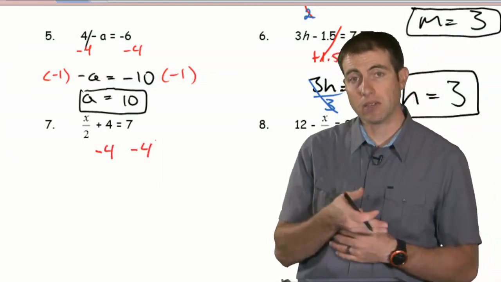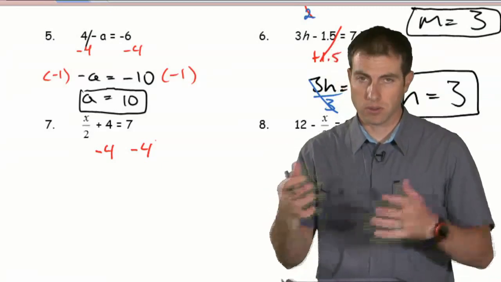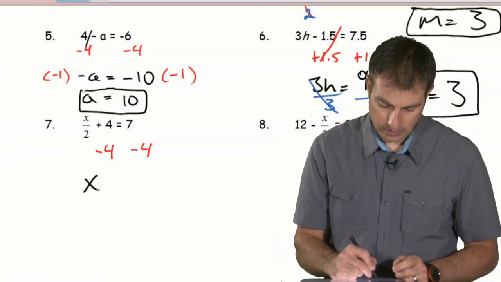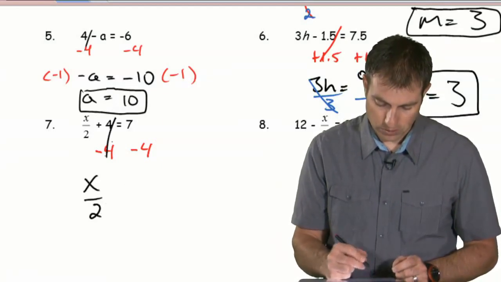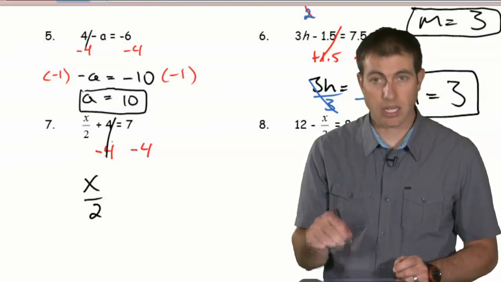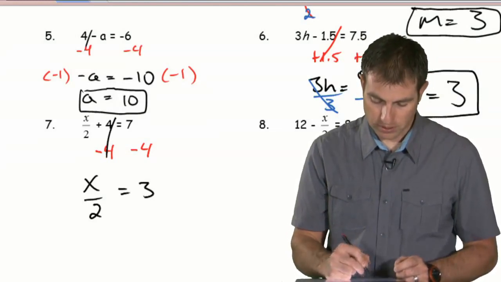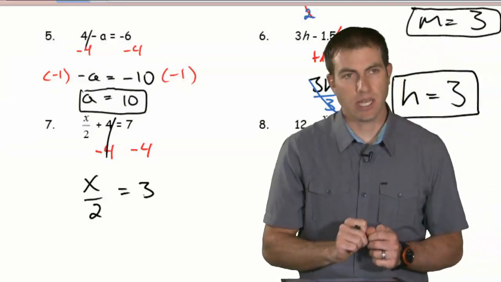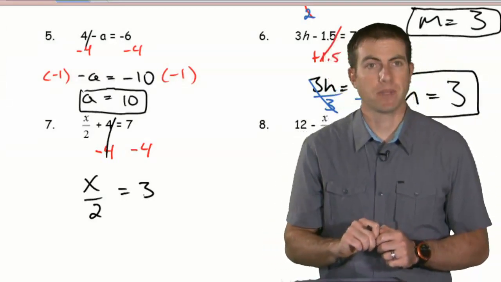So if I'm adding 4, the opposite of adding 4 is subtracting 4. So I'm going to do that. I'm going to take 4 away from both sides. So I'm still going to be left with this x over 2. The 4's are going to go away because plus 4, negative 4 is 0. And then 7 take away 4 is going to give me 3. So that's going to get me to this spot.